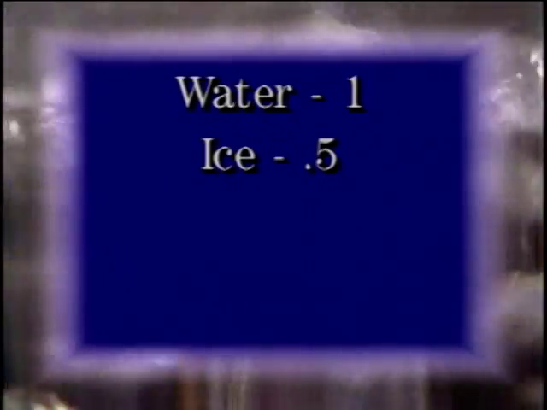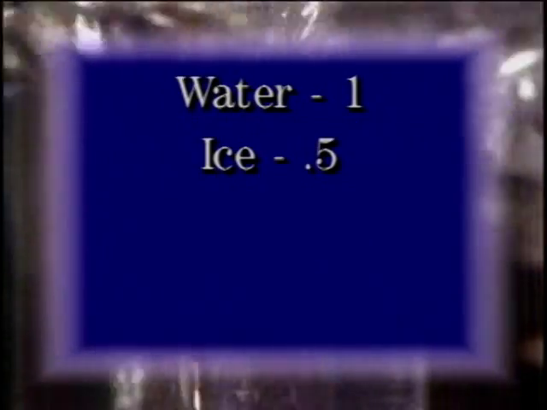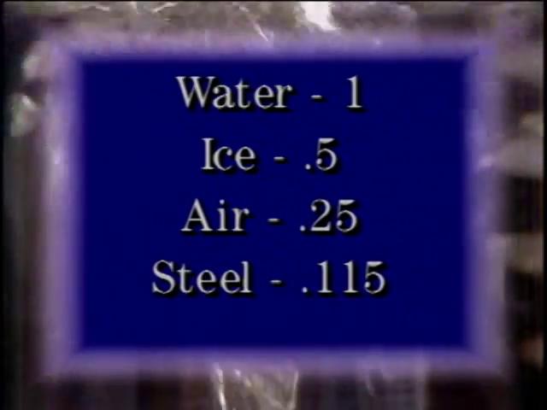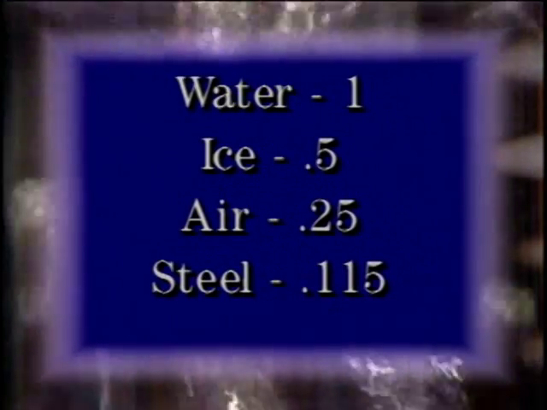Water is given a specific heat value of 1. In other words, it takes 1 BTU to raise the temperature of 1 pound of water 1 degree Fahrenheit. Water is treated as a standard that other substances are compared to. For example, the specific heat of ice is 0.5, so it takes half as much heat to raise the temperature of ice as it does to raise the temperature of water. Air has a specific heat of 0.25, and steel has a specific heat of 0.115. Substances with lower specific heats require less heat to raise their temperature than substances with higher specific heat.